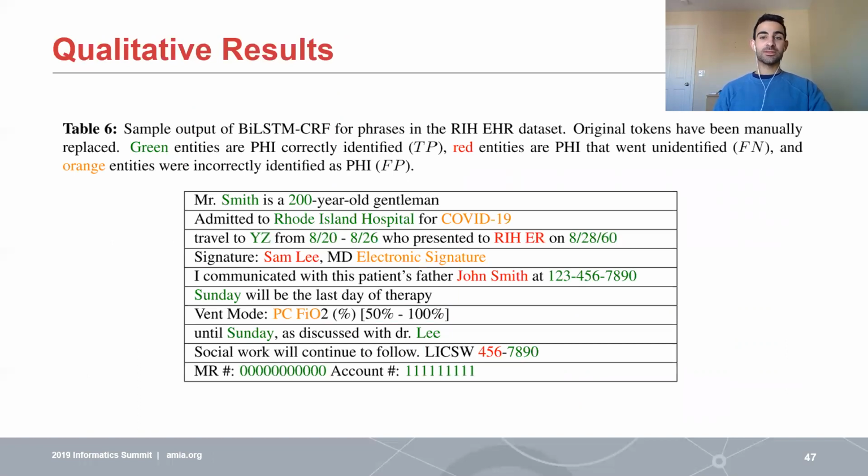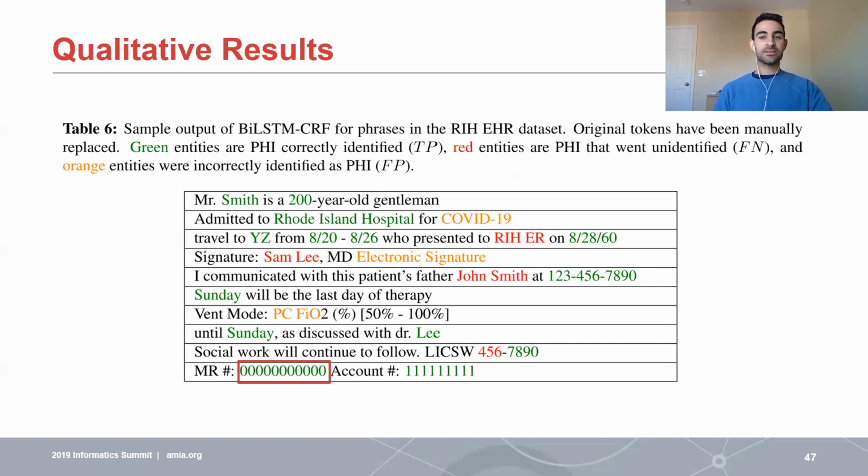Now let's move on to our qualitative results. We evaluated BiLSTM-CRF, our best model, on a sample of EHRs collected from Rhode Island Hospital. Here are a few examples of our model's output. We noticed that it somewhat generalizes beyond the training dataset. It was still able to categorize crucial PHI, like medical record numbers.